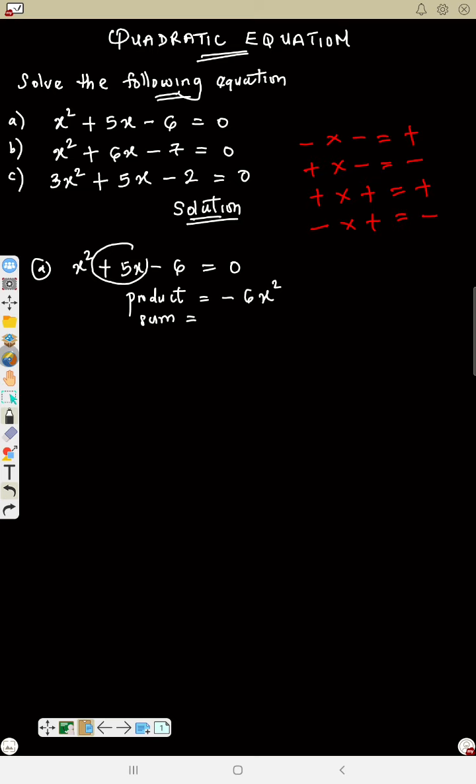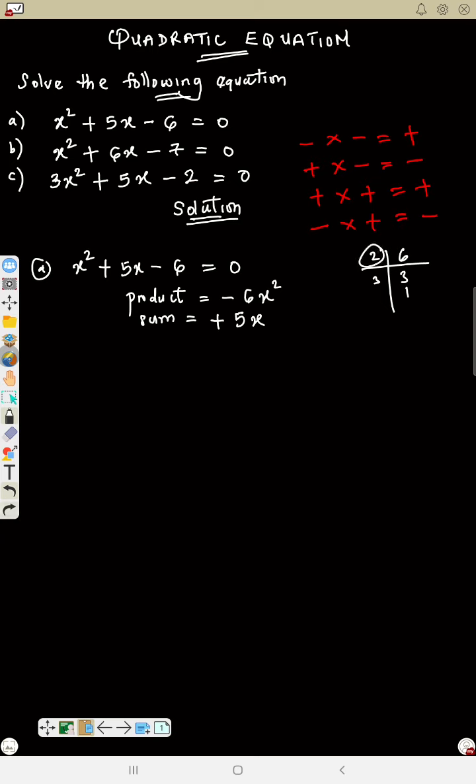Now the middle number is the sum. So what is the sum now? The sum is plus 5s. So what are the numbers you can multiply that will give you minus 6, and if you add, you will get plus 5? Using the first video, I'll just continue because we've explained most of these concepts there. For the product 6, what are the numbers that you can multiply that will give you 6? I've told you, you can use the LCM. 2, 3, 3, 1. That means 2 times 3 gives you 6, and 6 times 1 also gives you 6.